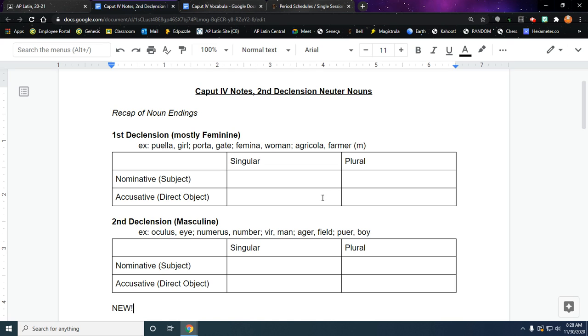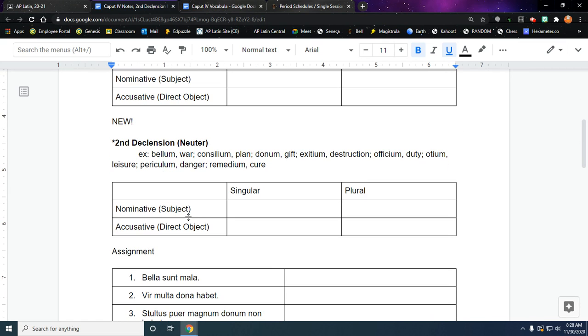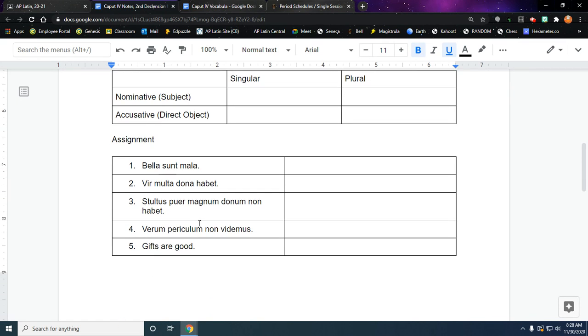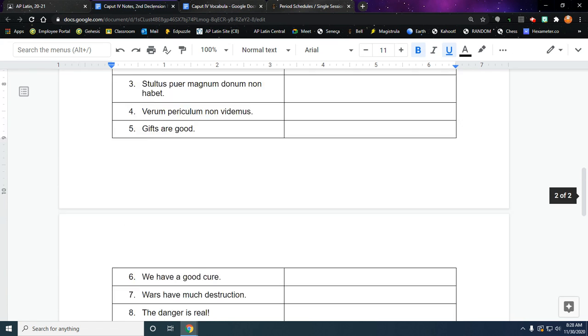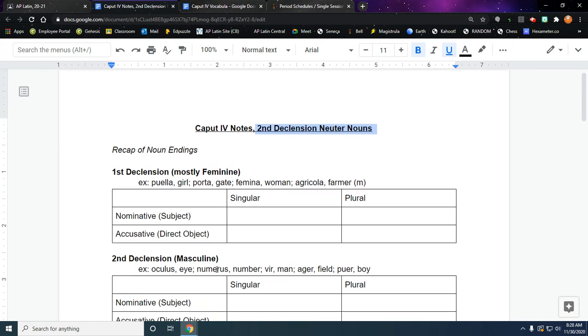Salvete. Today we're going to take a look at some Chapter 4 notes and what a second declension neuter noun does. I hope you guys had a good Thanksgiving. We're going to do a recap here, get into some new forms, and do a little assignment here. All right, so I'm going to try to make this as brief and to the point as possible.